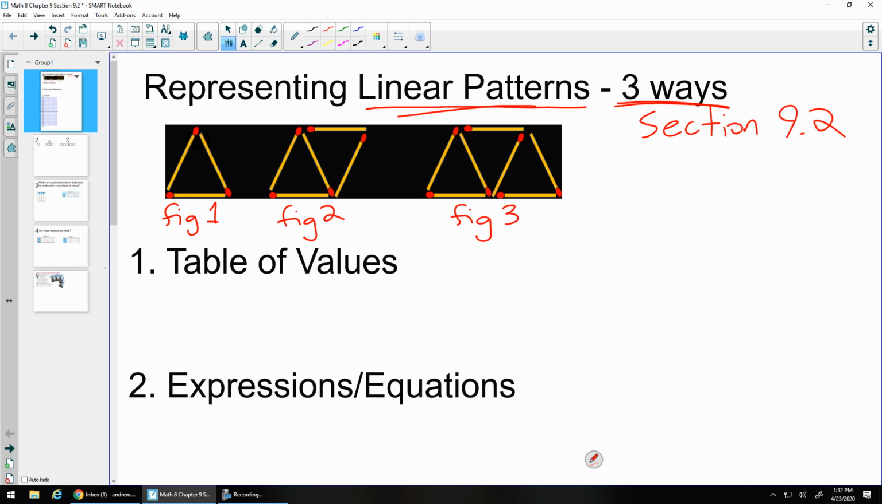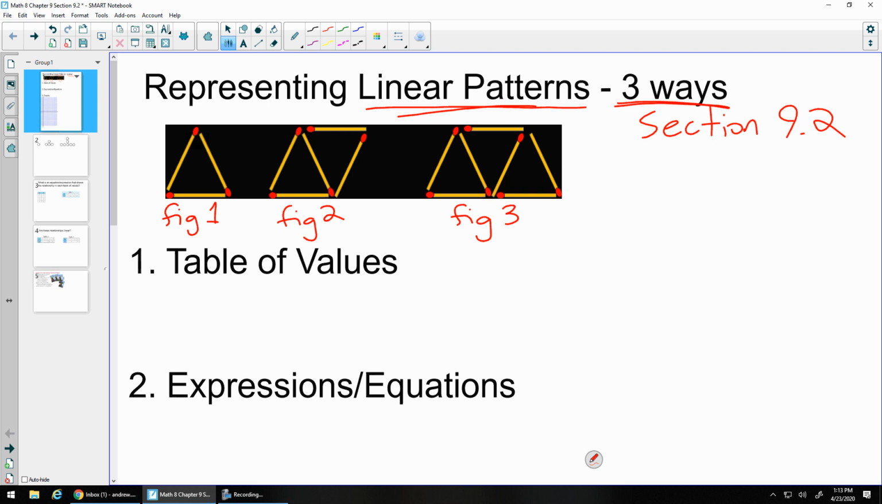In figure 1, we have 3 matchsticks that make one triangle. In figure 2, there's 2 triangles. In figure 3, there's 3 triangles. We could assume that this pattern would continue. In figure 4, there'd be 4 triangles. They would add on another matchstick here and here to make 4 triangles. And that could just keep going.